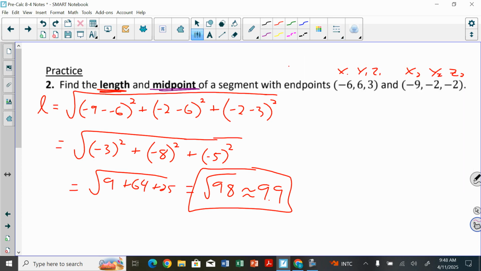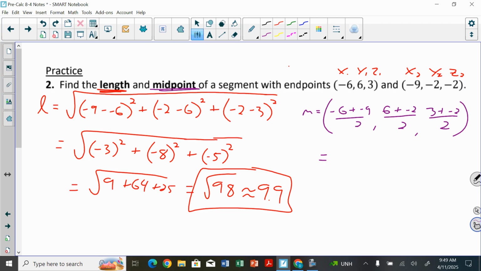Now let's do the midpoint. We're just going to take these coordinates, add them up, and divide by 2. It doesn't matter, addition is commutative here, so you can go x1 plus x2, or x2 plus x1. So M equals -6 plus -9 over 2, comma, in parentheses, my y's 6 plus -2 over 2, and my z's 3 plus negative 2 over 2. All right. And I can keep them as fractions if I need to.